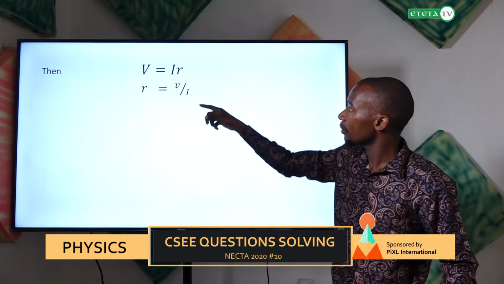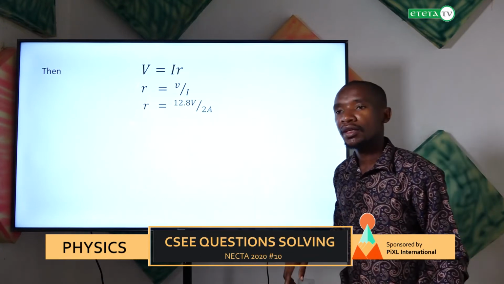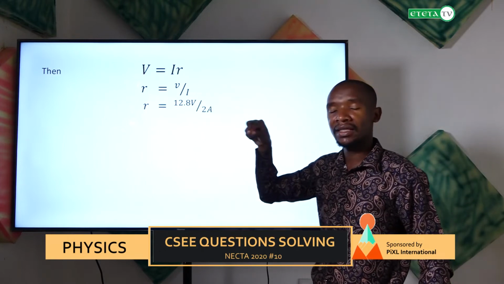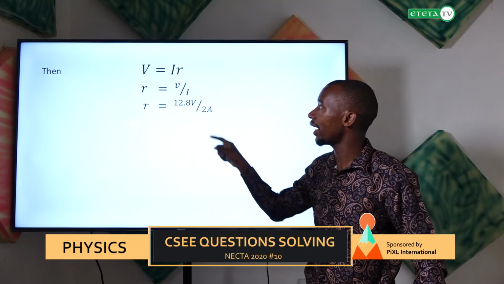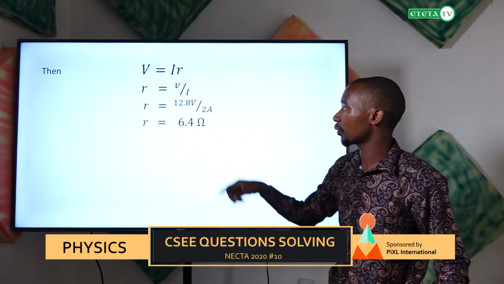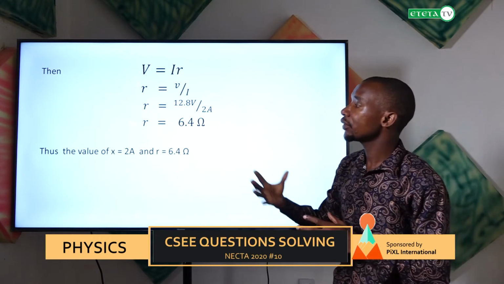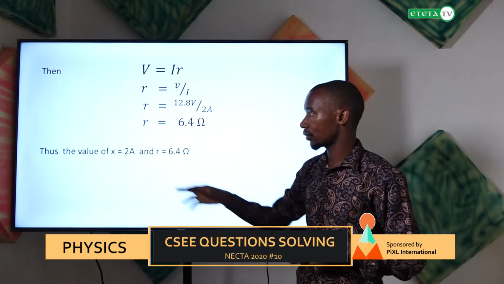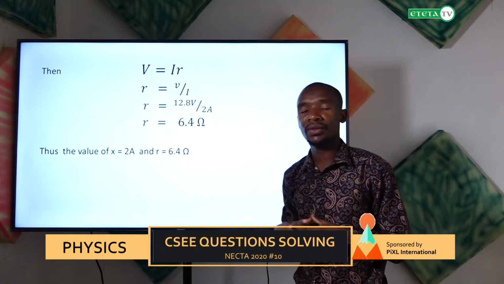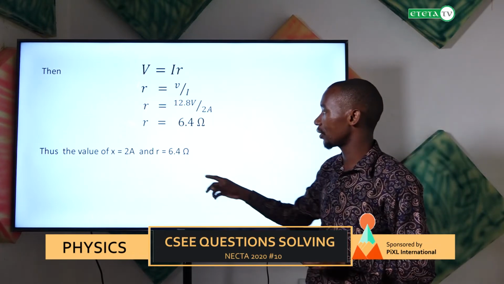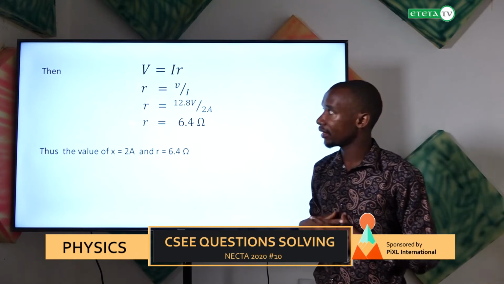We are going to substitute in this equation. So we have 12.8 V divided by I. I is the current that is flowing through the unknown resistor, which is equal to 2 A. If you divide here, you get 6.4 ohms. So the value of X is equal to 2 A, and the value of R, which was the unknown resistor, will be equal to 6.4 ohms. This is part B.